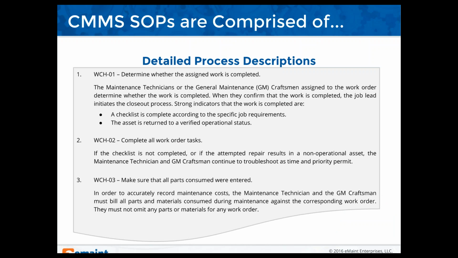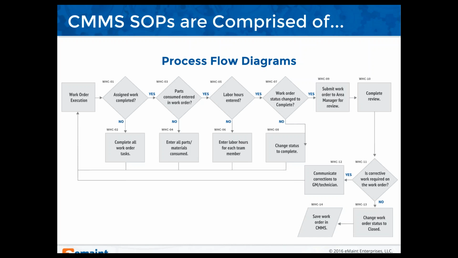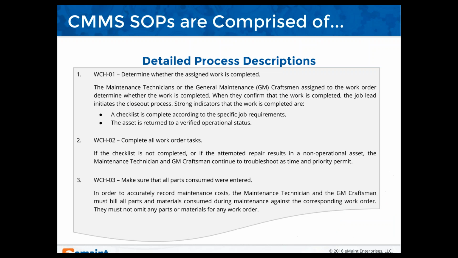The detailed process description links back then to the process flow. So where we had the reference WCH01, the statement to us to determine whether the assigned work is completed, WCH2, complete all work orders and tasks, and so on. So we combine the narrative in terms of the description with the process flow, with the roles and responsibilities in terms of the RASI chart to give us good guidance as to the way to approach a particular activity.